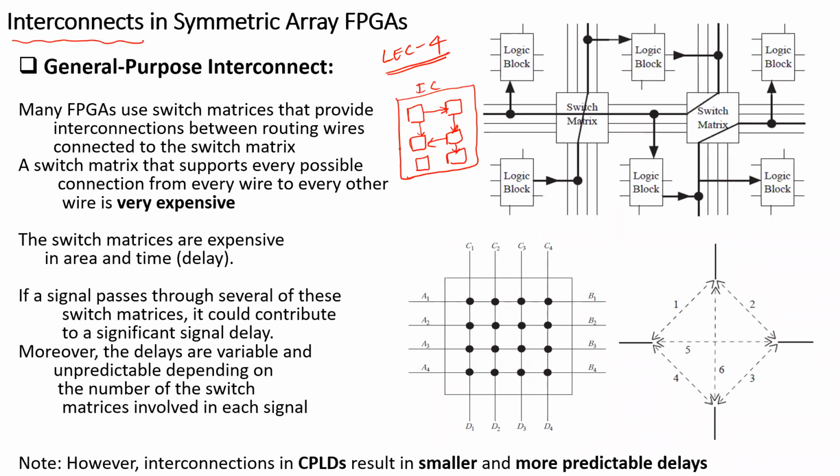There are three possible ways that we can provide the interconnection between the CLBs. One is the general purpose interconnect, where the switch matrix is one of the important components. For each and every component, we are going to introduce a switch matrix in between, and accordingly, they will be connected through the switch matrices.